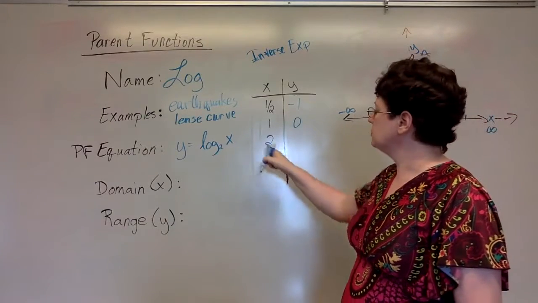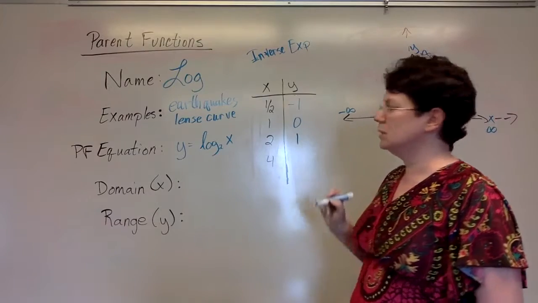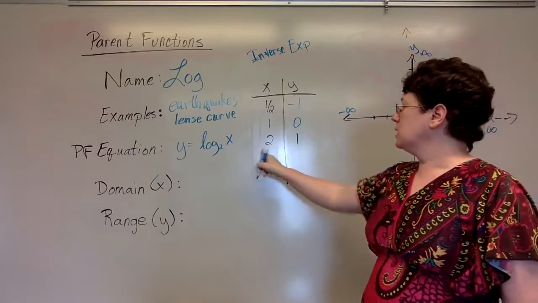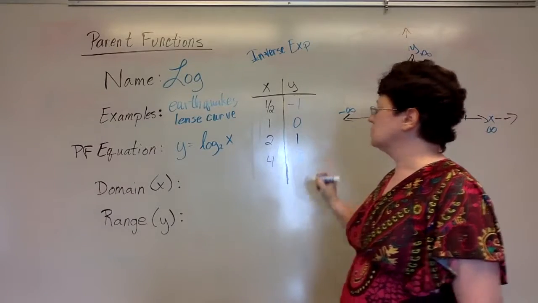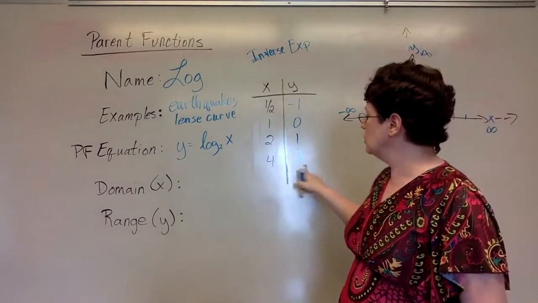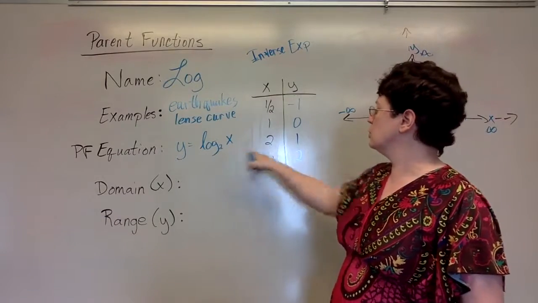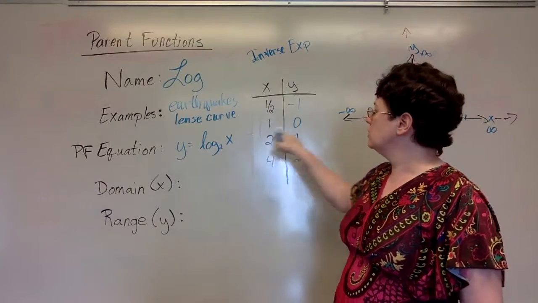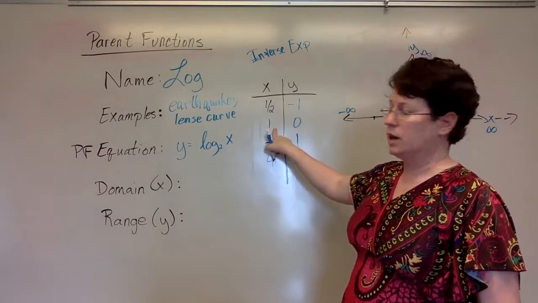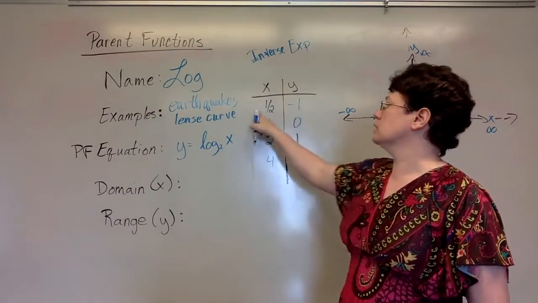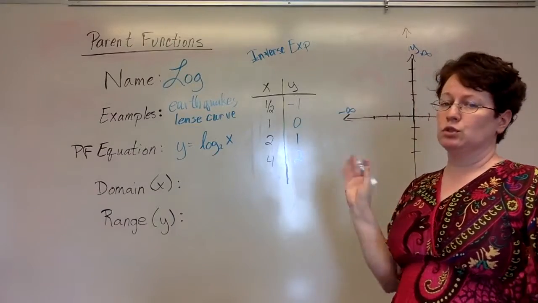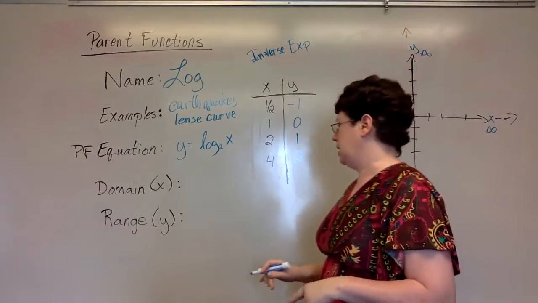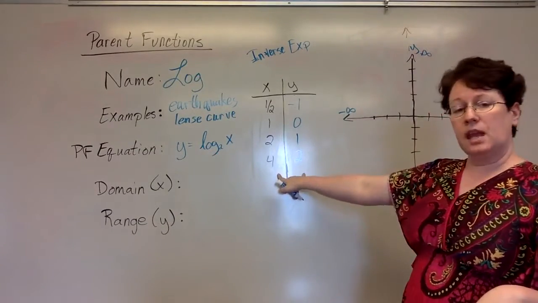Same thing here. How would I get a 2? I'd use an exponent of 1. How would I get a 4? I'd use an exponent of 2. So 2 squared is 4. 2 to the first power is 2. 2 to the 0 is 1. Okay, you see? 2 to the -1 is 1/2. So we're working backwards. That's the inverse. We're doing the opposite. We're switching it up. Okay? Now the easy part.